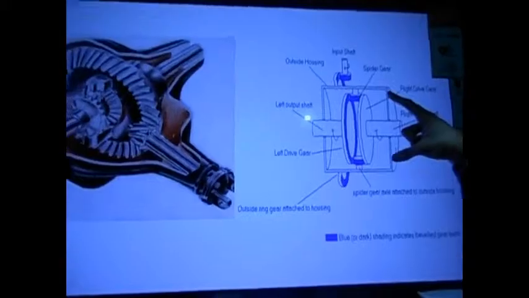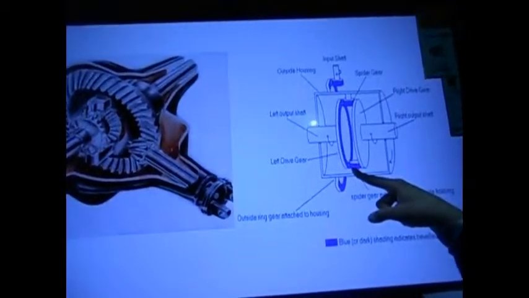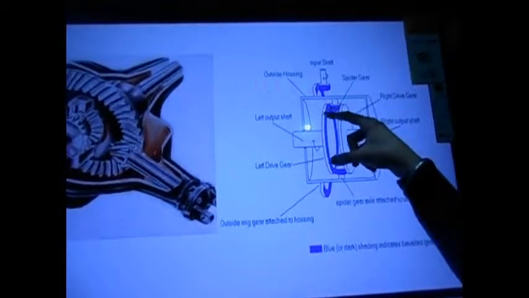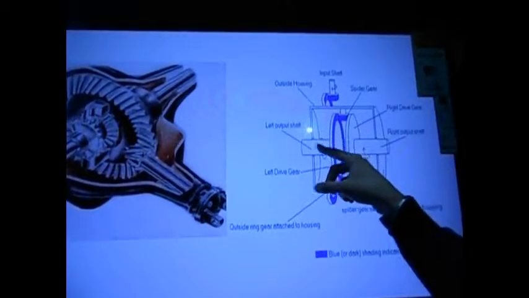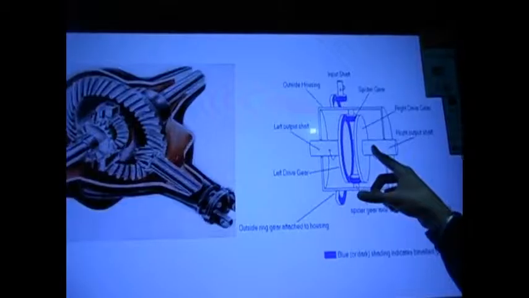The differential housing also has two spider gears attached to it. These spider gears are in mesh with the left and right drive gears, which are connected to the left and right output shafts of the wheels.